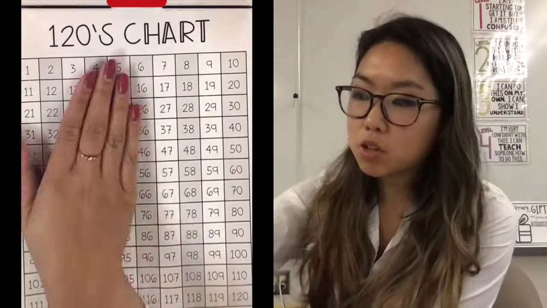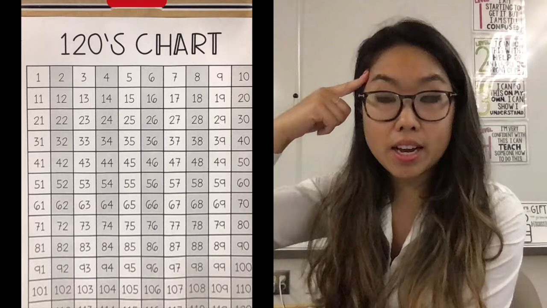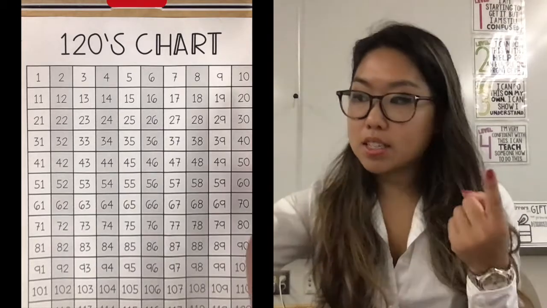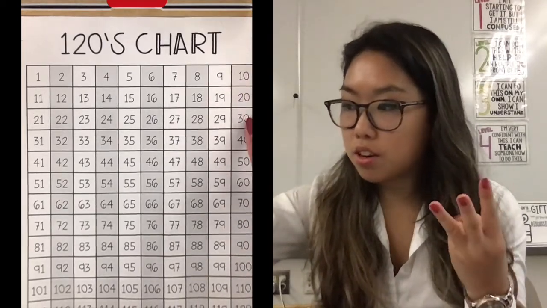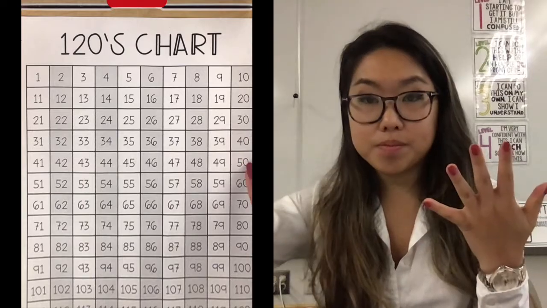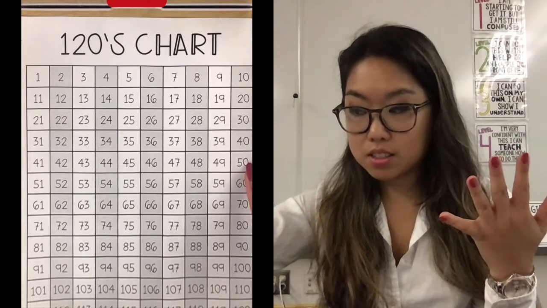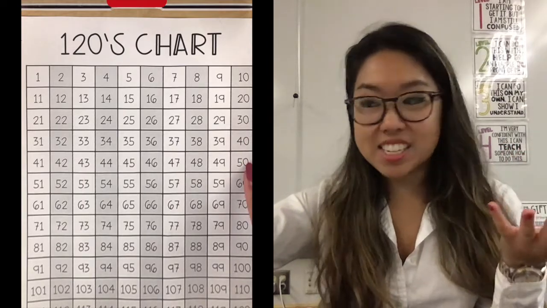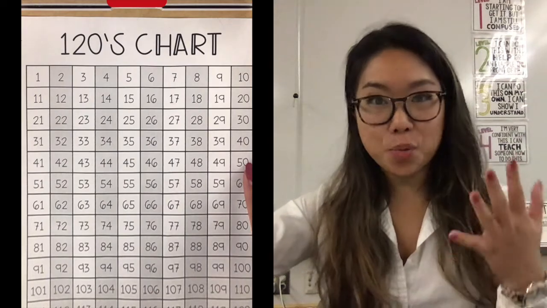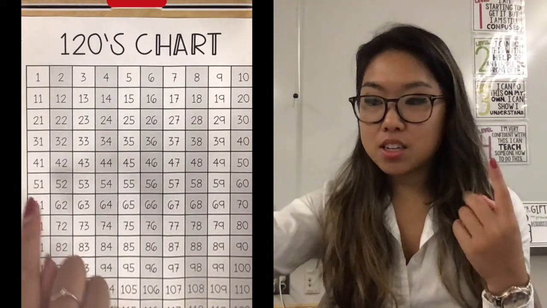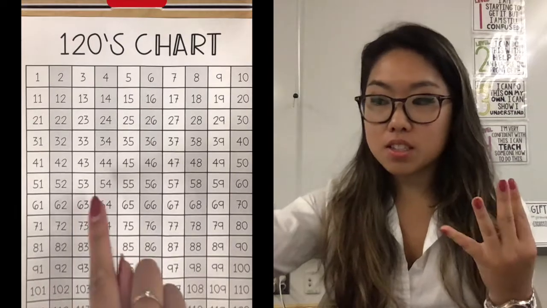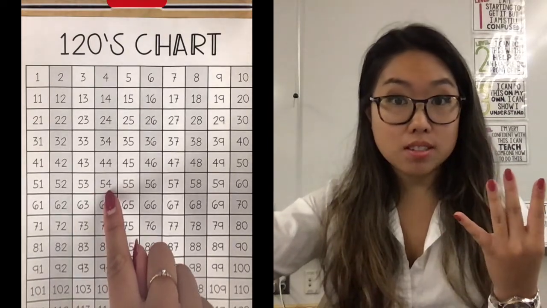If I don't have my coins, I can think in my head I have 5 dimes, 10, 20, 30, 40, 50, and I have 5 pennies. Oh, excuse me, I have 4 pennies, so I need to go to the next row and count 4 pennies. 1 penny, 2 pennies, 3 pennies, 4 pennies, and I have 54 cents.